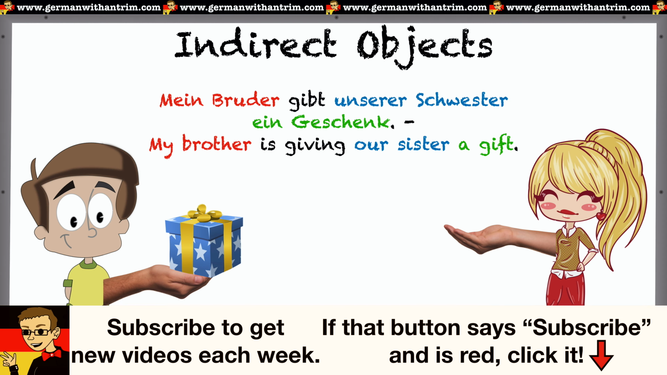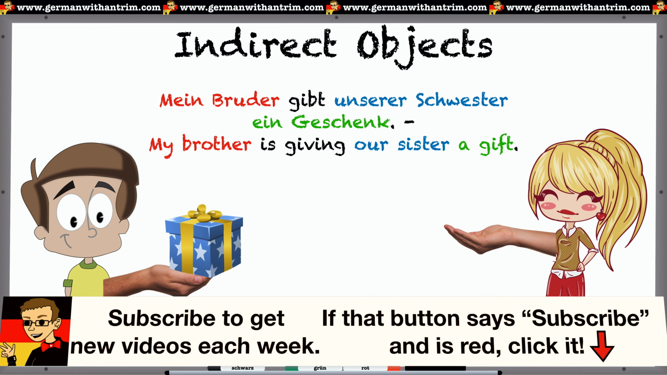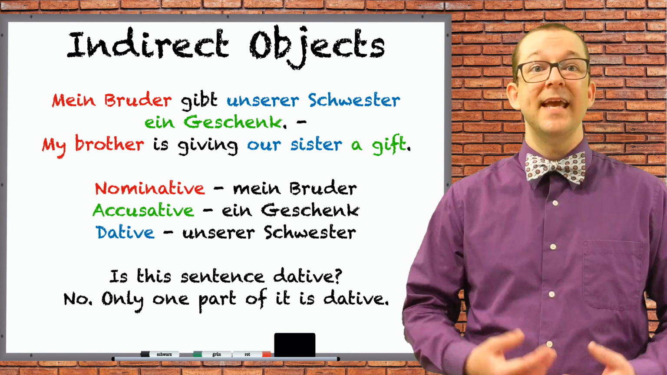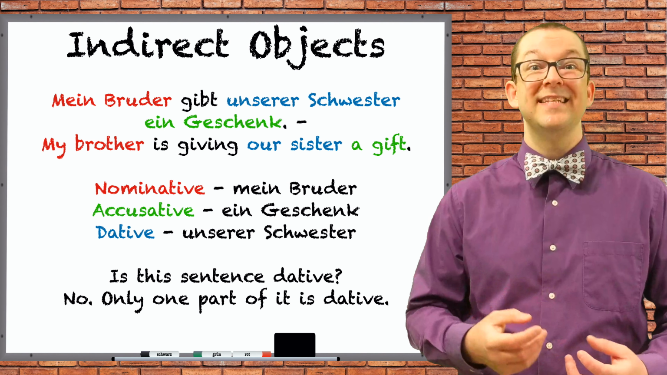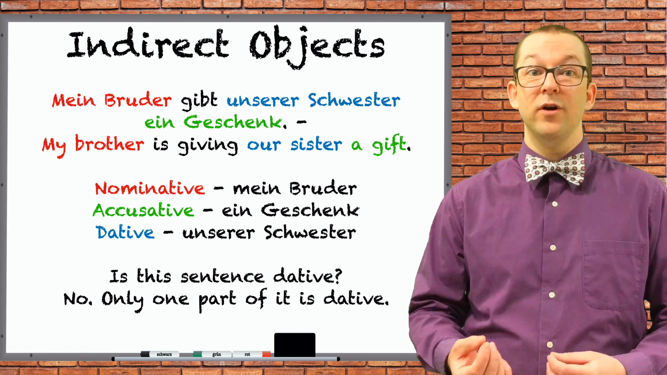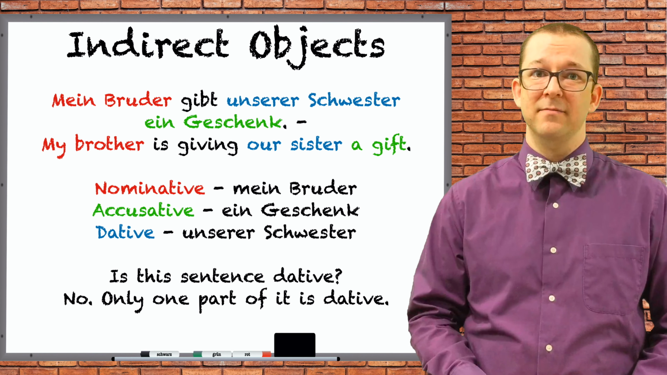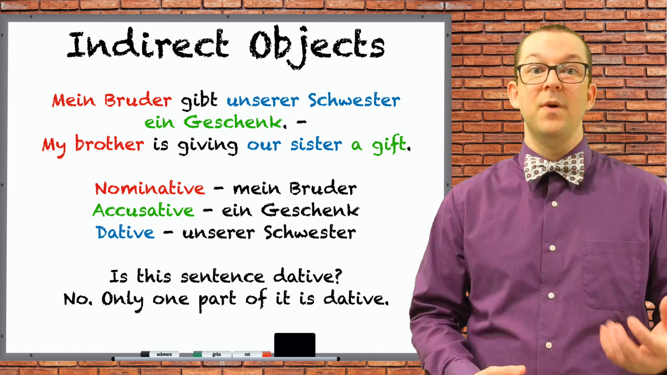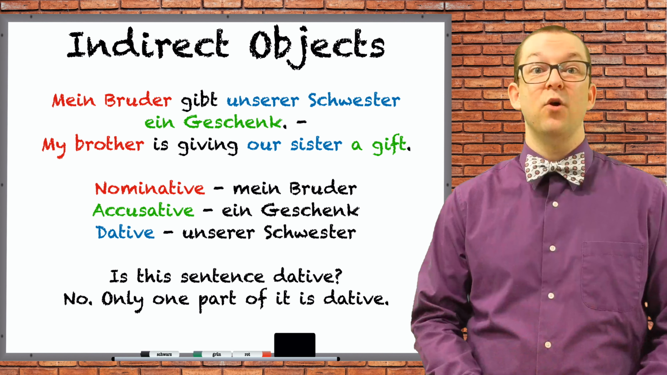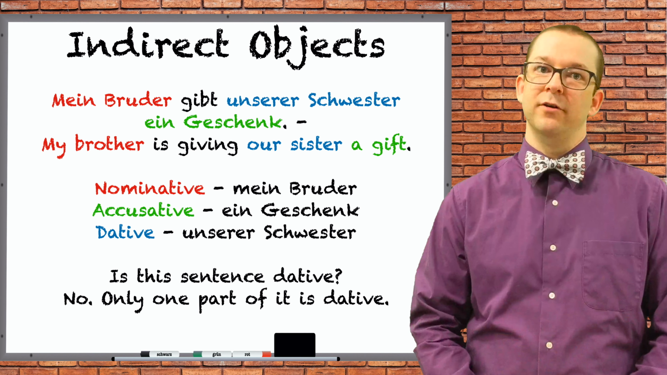Mein Bruder gibt unserer Schwester ein Geschenk. My brother is giving our sister a gift. In this sentence, we have 3 out of the 4 cases in German. The sentence is not dative, or accusative, or nominative for that matter. It's just a sentence. You could classify it as a statement, but not as a case. Cases are only used for nouns and their partners.